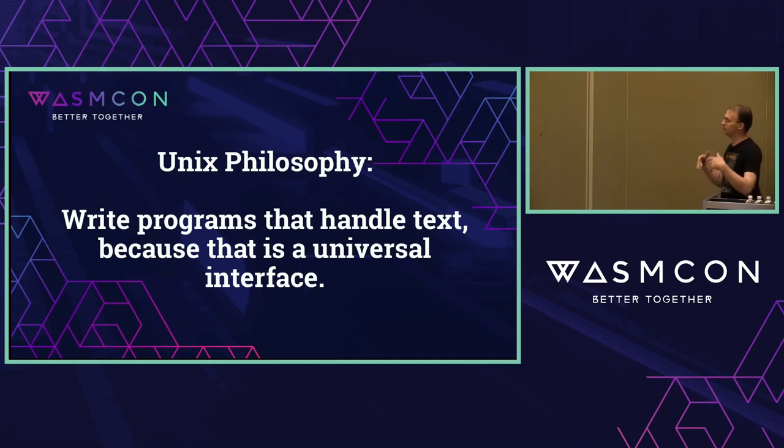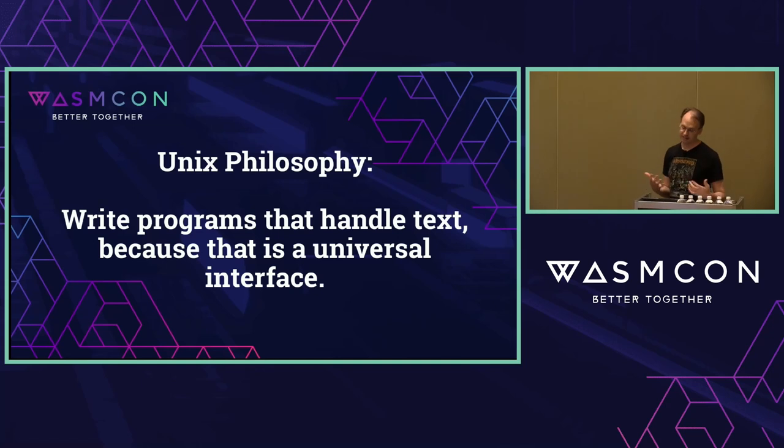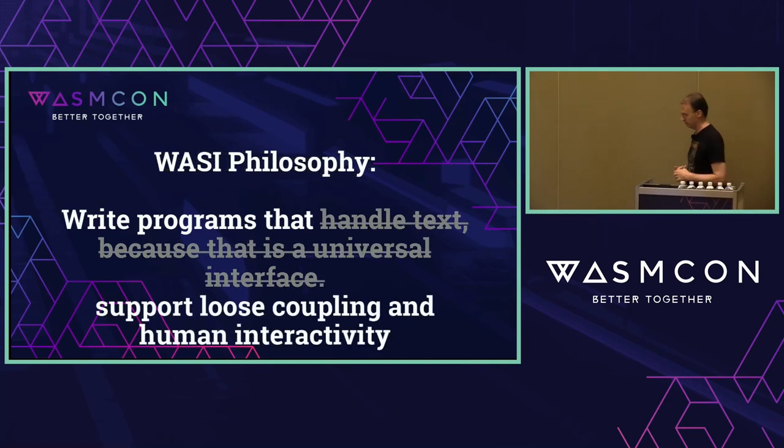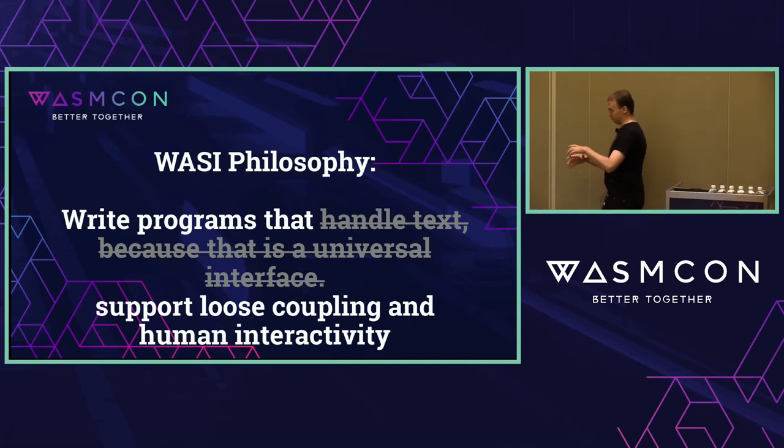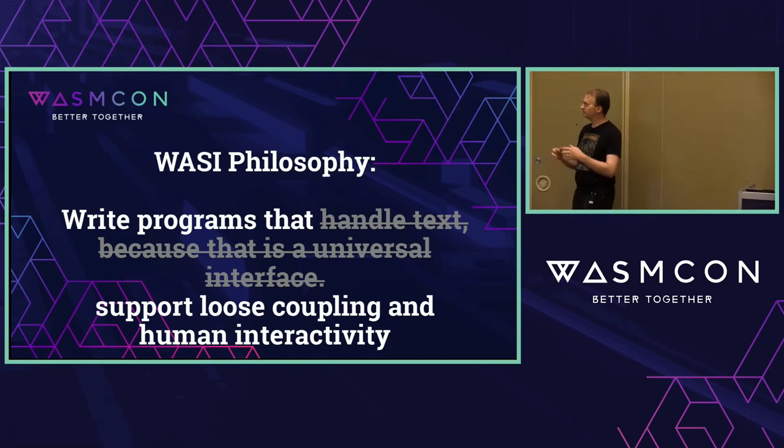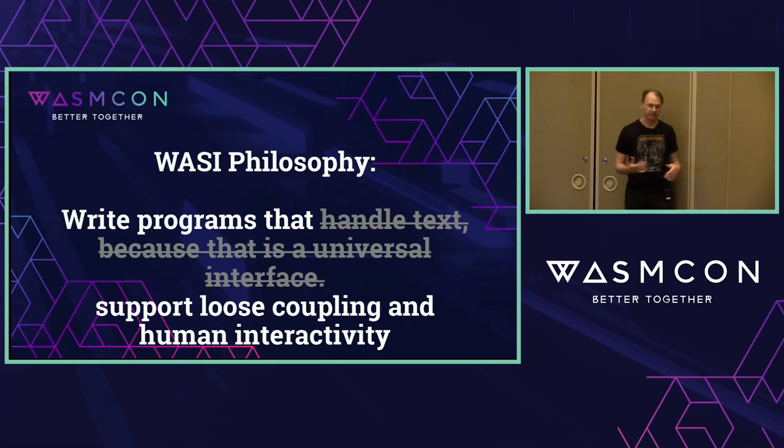And so I think what we would want to do here, instead of saying we're going to handle text, is look at the reason why they wanted to handle text. What was the goal behind it? What was the purpose of this? And so if we read further about Unix history and why they wanted to do this, two things they talk a lot about are loose coupling and human interactivity.